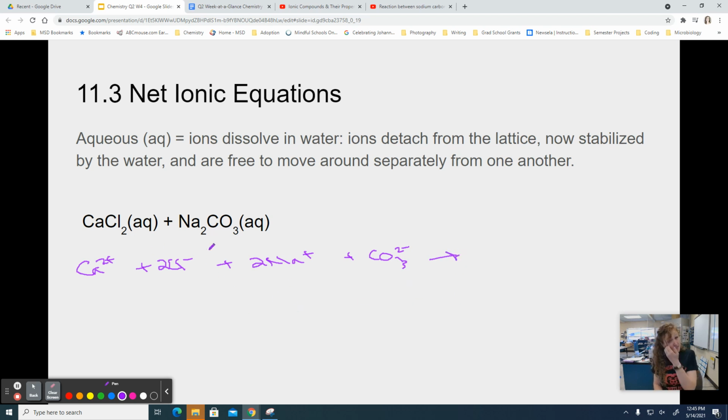Okay, now we've seen this reaction before. We've seen calcium chloride react with sodium carbonate. So I want to show you this reaction again, just to remind you of what this looks like when it happens. Do you remember what happens when we mix a solution of calcium chloride with a solution of sodium carbonate? Let's find out.